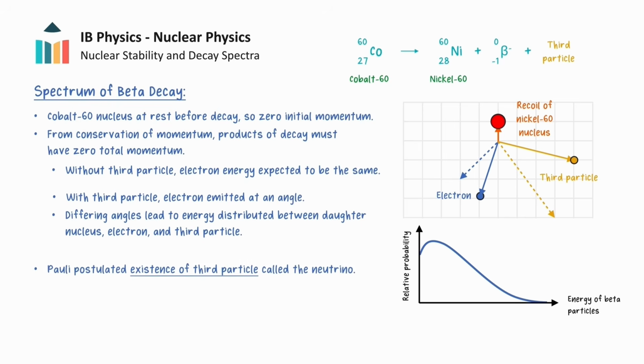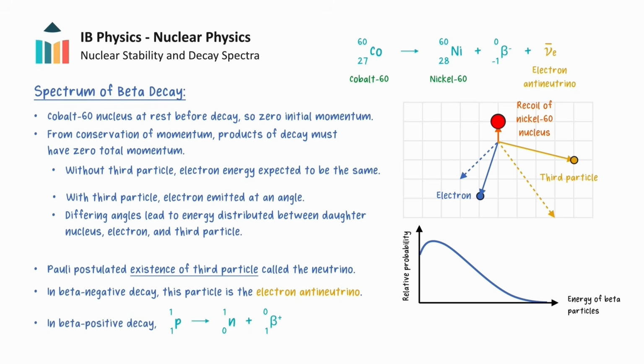The third particle was proposed by Pauli and called the neutrino. Through experiments, this third particle in beta-negative decay was confirmed as the electron antineutrino, which is the antiparticle of a neutrino. Similarly, in beta-positive decay, when a proton is converted into a neutron and emits a positron, an electron neutrino also has to be emitted in order to conserve momentum and energy.